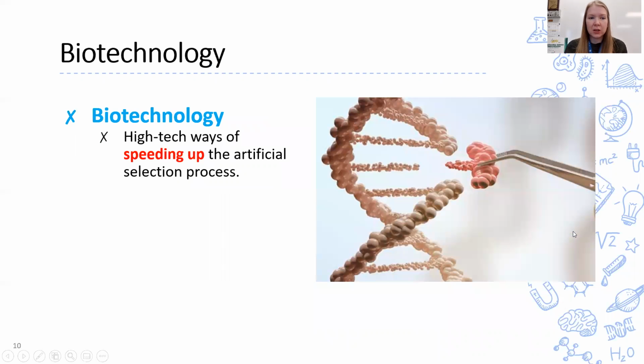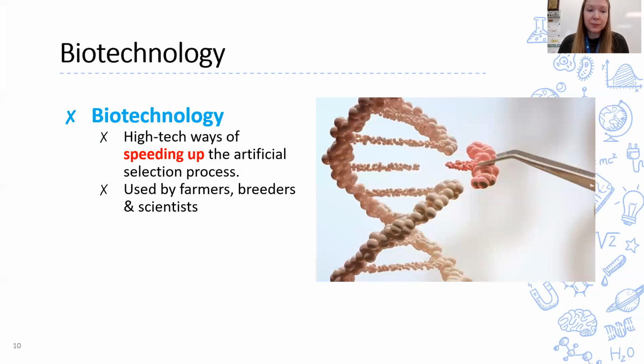Now, biotechnology. So biotechnology is essentially a high-tech way of speeding up the artificial selection process. So with artificial selection, you have to wait a couple of generations to see the traits that you have that are desired. And biotechnology is used by farmers, breeders, and scientists.